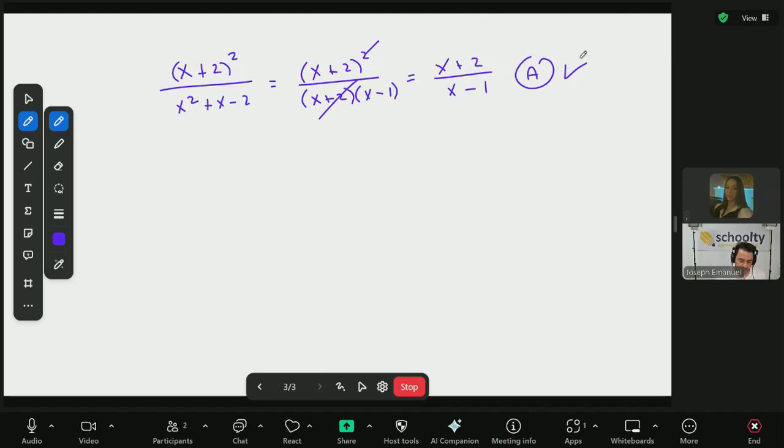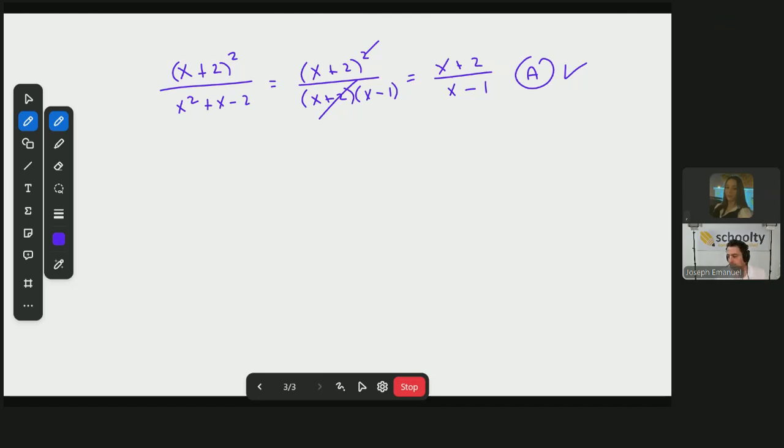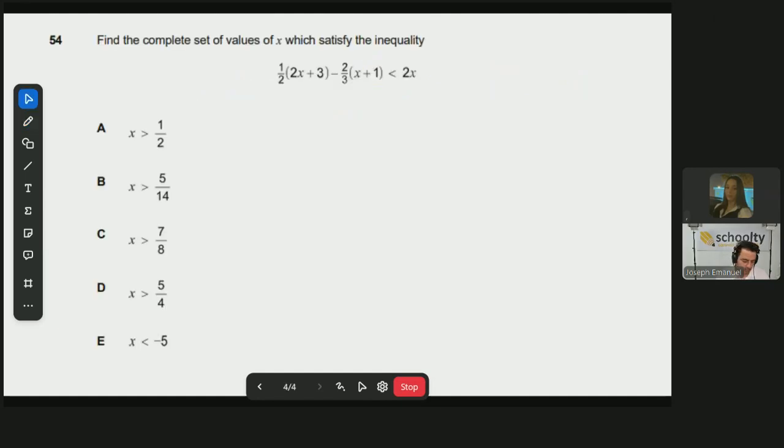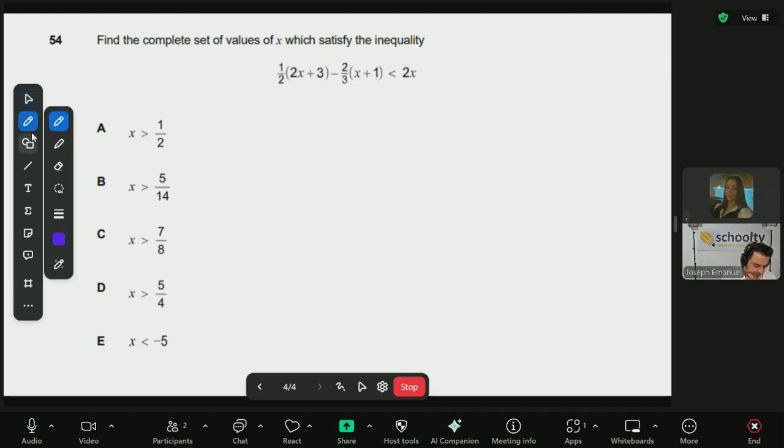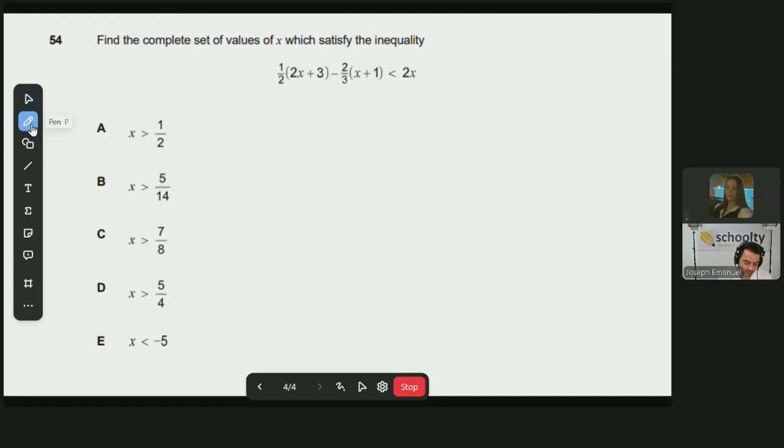Great. Let's copy the second question. Question 54. Let's go. Find the complete set of values of x which satisfy the inequality right here.